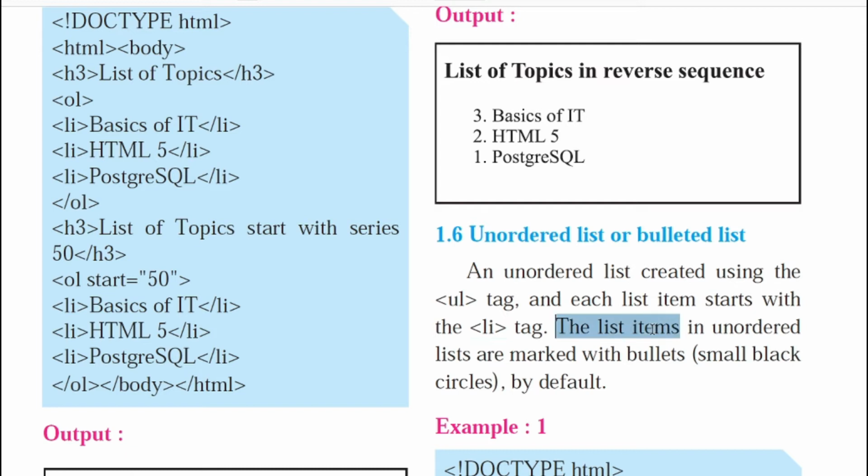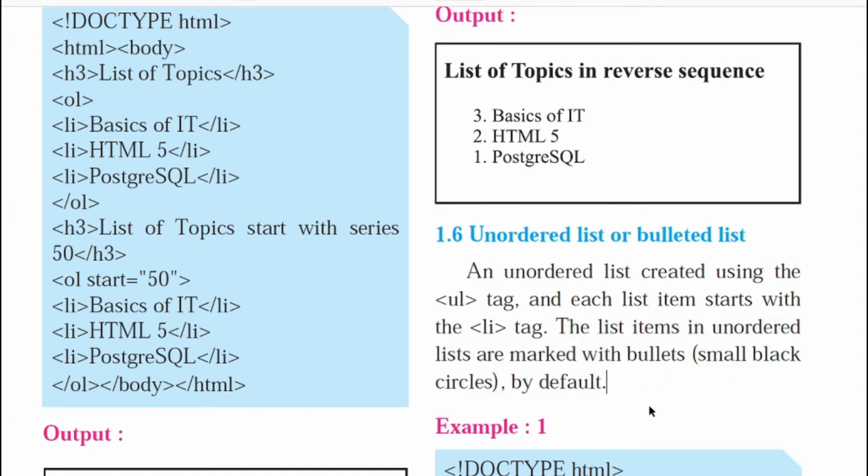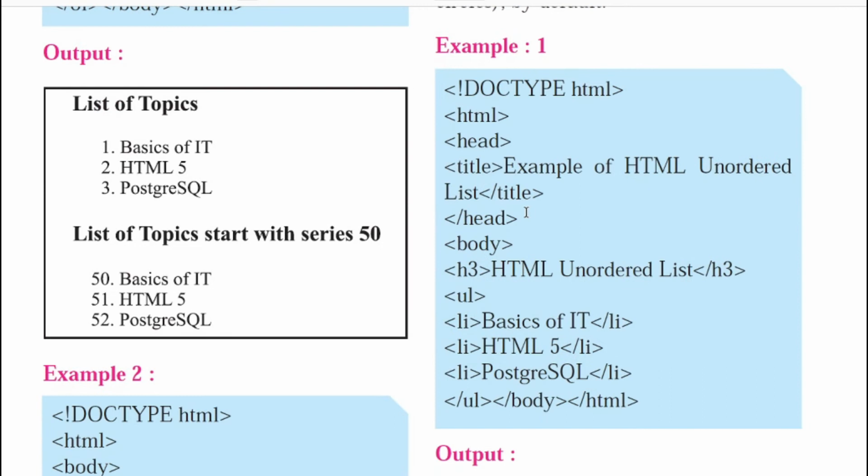The list items in an unordered list are marked with bullets, that is small black circles by default. As in an ordered list 1, 2, 3 was the default, here small black circles are by default available. Let us see one example of an unordered list. Very simple, my dear students.